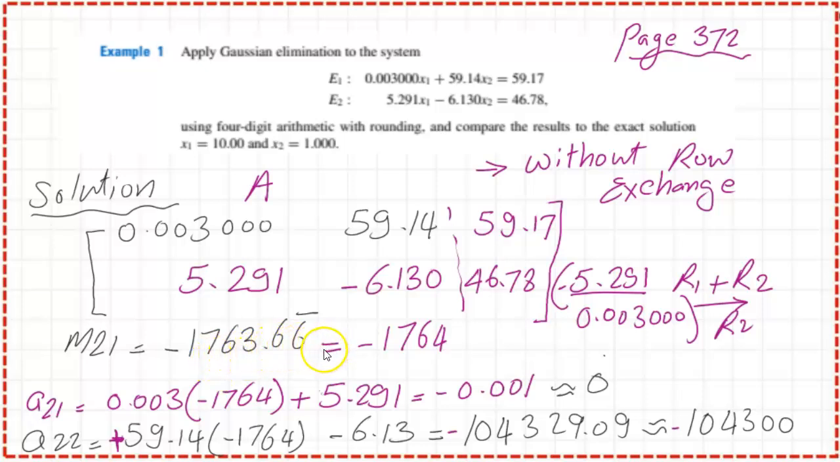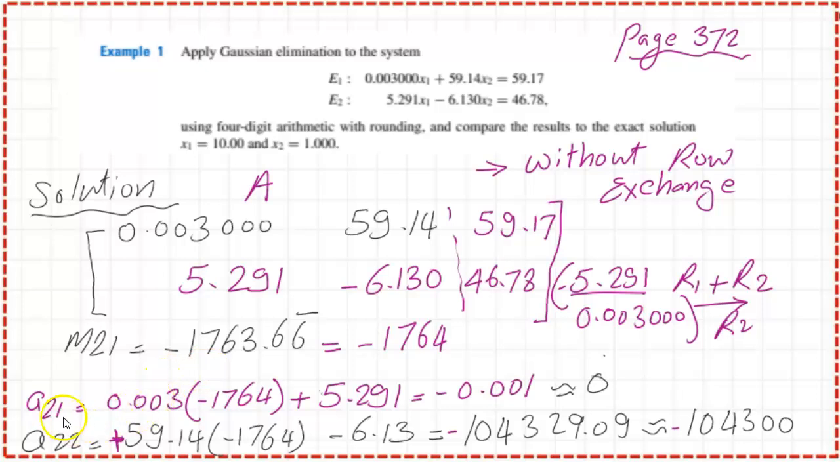The value is minus 1763.6666. We are going to follow the requirement that the author told us to use, 4-digit arithmetic with rounding. So what are the 4 digits? The 4 digits are 1763. Then, due to the presence of the 6, this will cause the 3 to become 4. So for every operation, we are going to follow the requirement of 4-digit arithmetic with rounding.